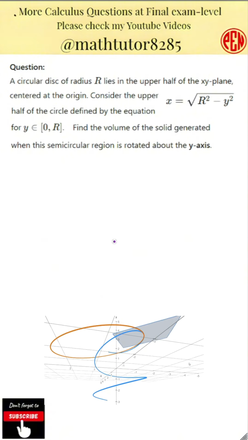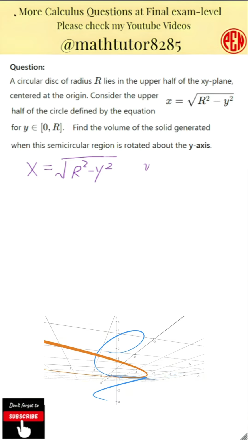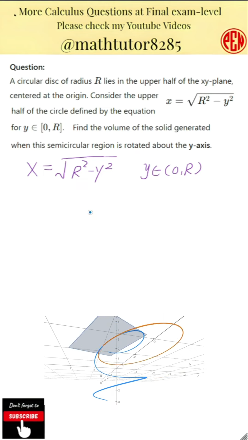First step is to understand the region. We are working with the right half of the upper semicircle. The curve given is x equals the square root of capital R squared minus y squared. This describes the right side of a circle, where x is positive. The region is bounded between x equals 0 and this curve, for values of y going from 0 up to capital R.